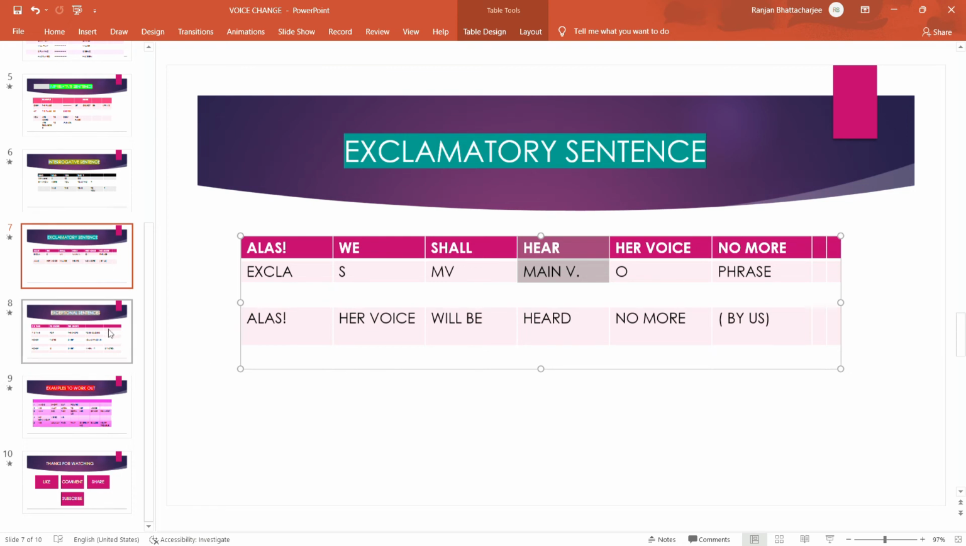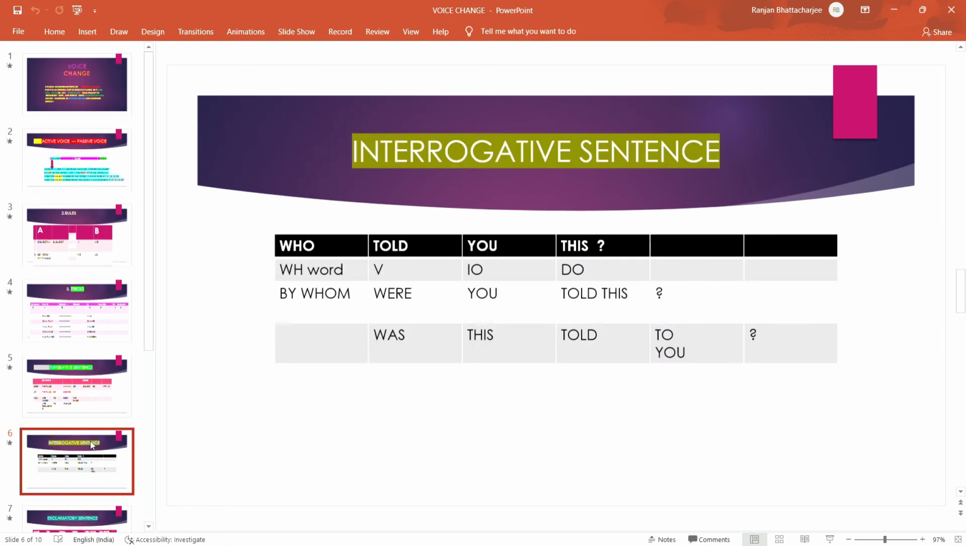Okay, next comes the interrogative sentence. An interrogative sentence is, as we know, the sentence through which we ask a question. Similarly, here we have taken one example: Who told you this? In an interrogative sentence, how do we change the voice? That is, what is the voice rule of conversion of interrogative sentences?